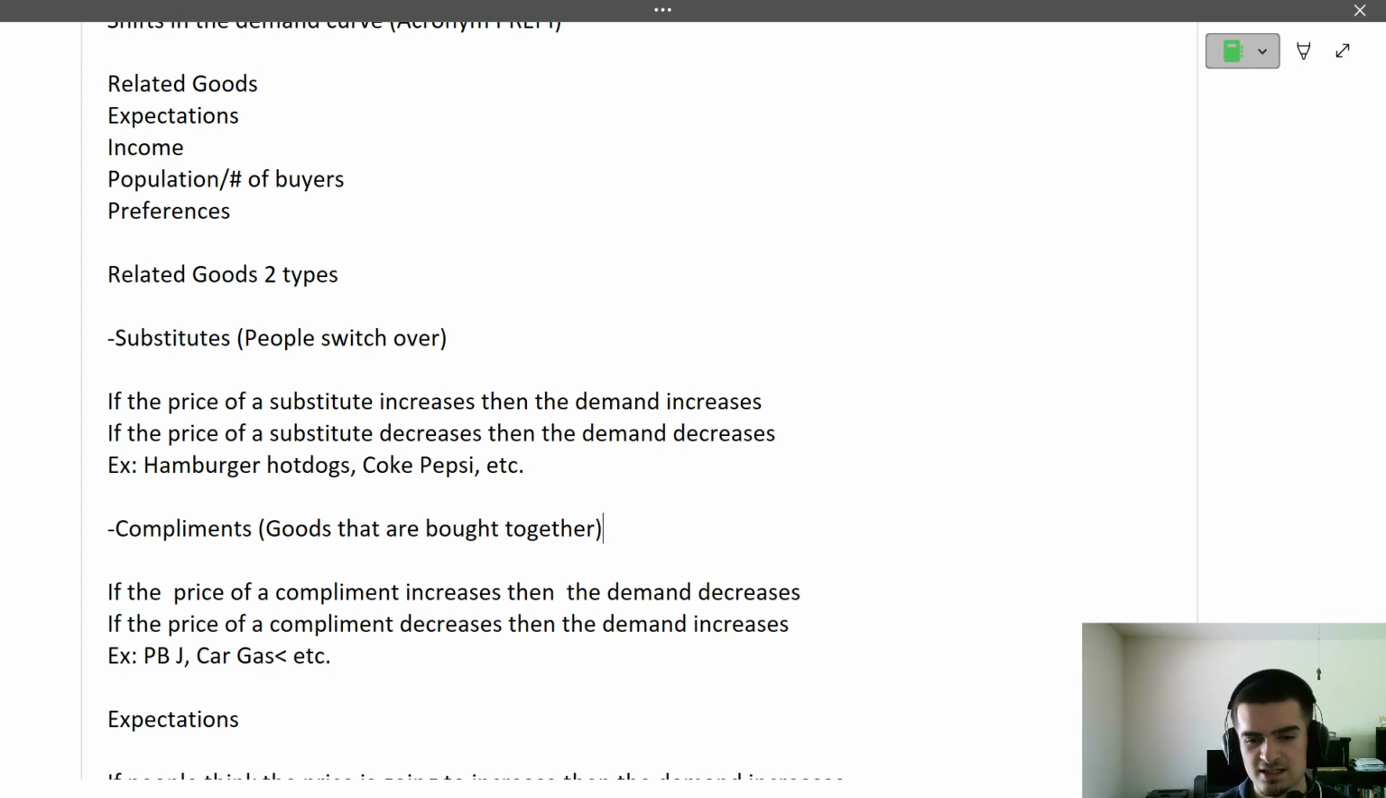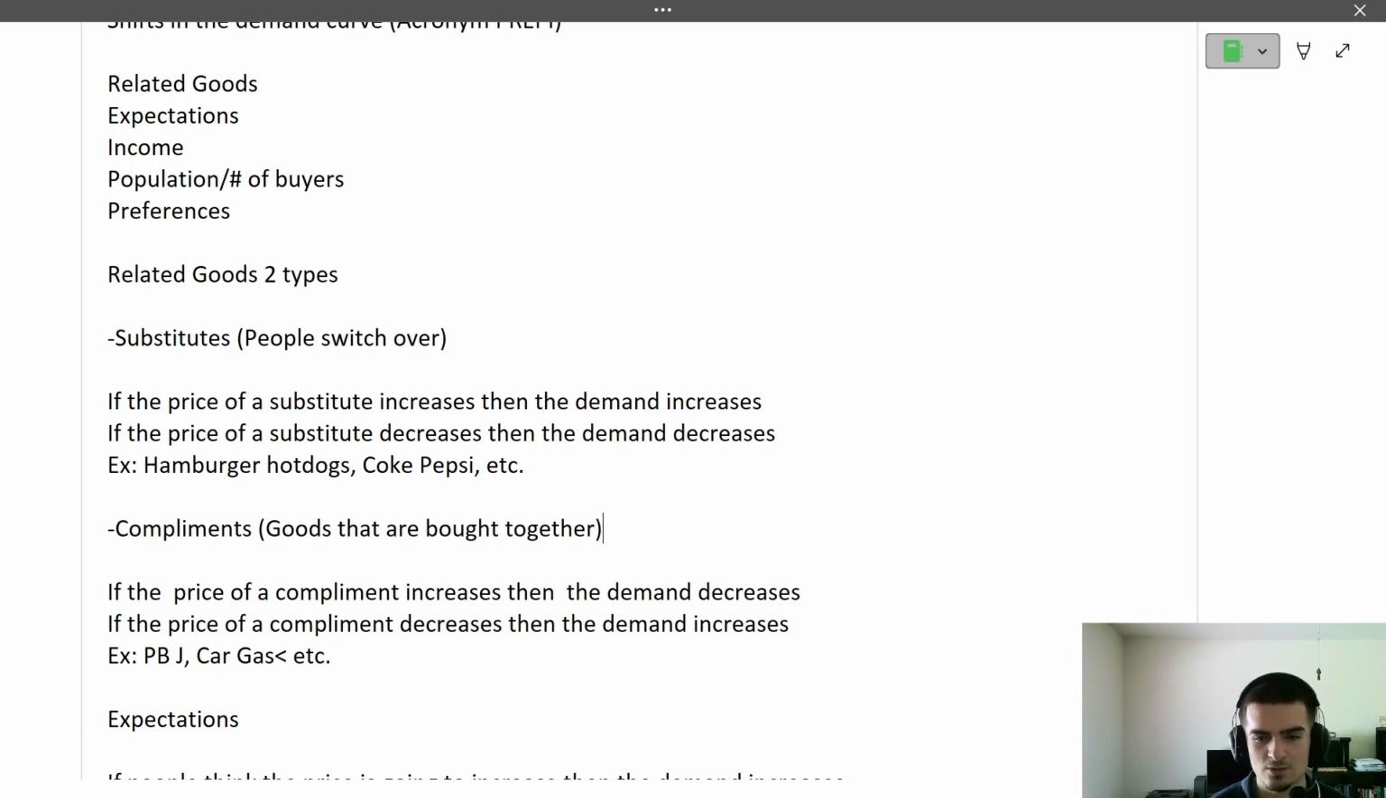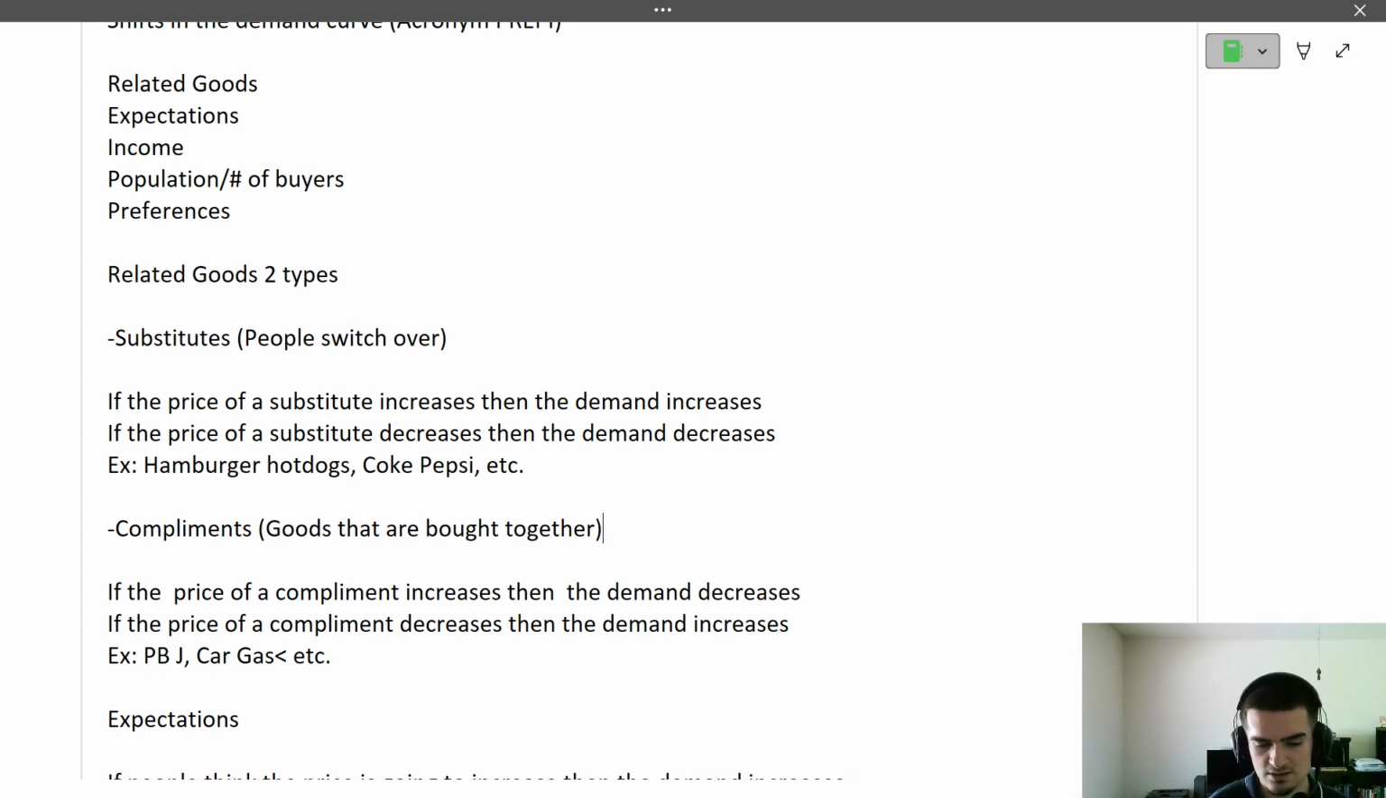Maybe barbecue sauce and ketchup, right? They would be substitutes. You have chicken nuggets, you can dip your chicken nuggets in both. So if all of a sudden the price of ketchup increases, what happens to your demand of barbecue sauce? Well, you buy more barbecue sauce, so your demand increases for barbecue sauce. So that's how substitutes work. If the price of a substitute increases, then the demand of the original good increases. If ketchup gets more expensive, then you buy more barbecue sauce.